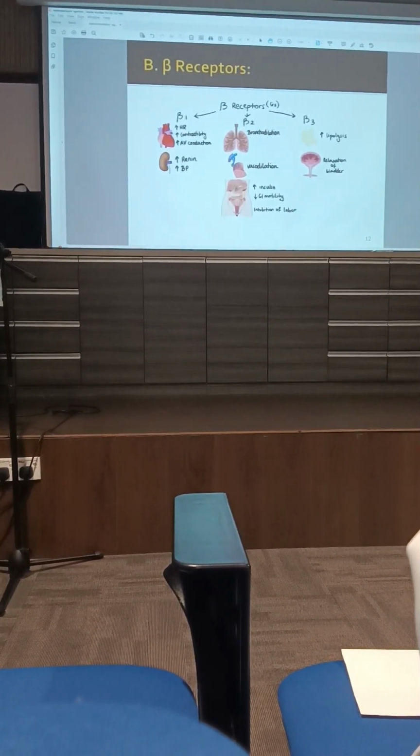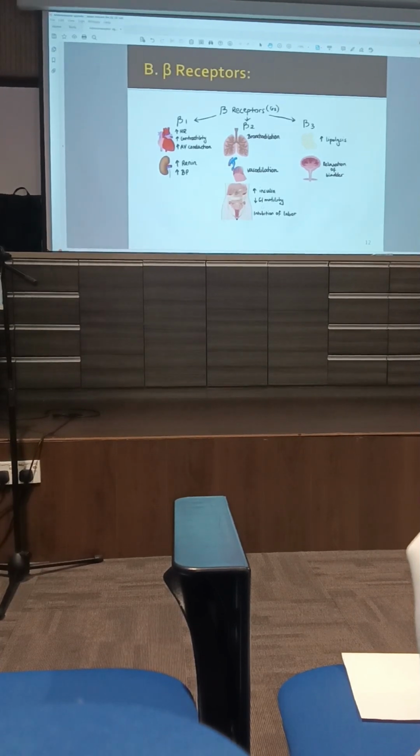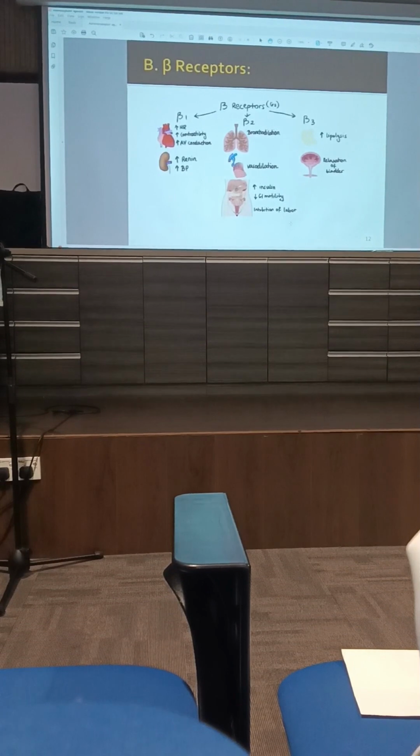Beta 1 will also increase renin and increase blood pressure. So that is an effect that happens in the kidney. For beta 2, you can cause bronchodilation or vasodilation. It will increase insulin, reduce GI motility, and inhibit labor. So a pregnant woman will stop giving birth. Beta 3, you increase lipolysis and cause relaxation of the bladder.